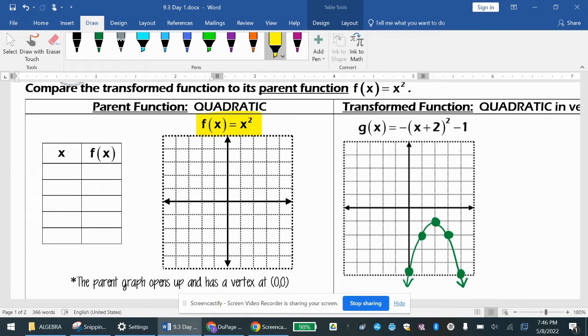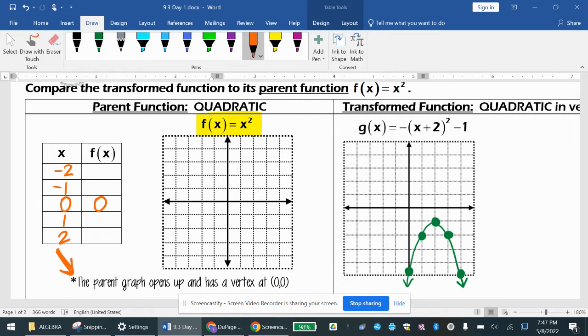So if you look down here, si ven aquí, mencioné que a parent function siempre se abre hacia arriba y tiene el vertex en 0, 0 cuando estás hablando de parábolas. Okay, so the vertex is always at 0, 0 and it opens up. So we're going to use 0, 0 as the vertex, that's the very middle value. Remember, the vertex is always the middle one. Then we're going to pick two smaller ones and two bigger ones.